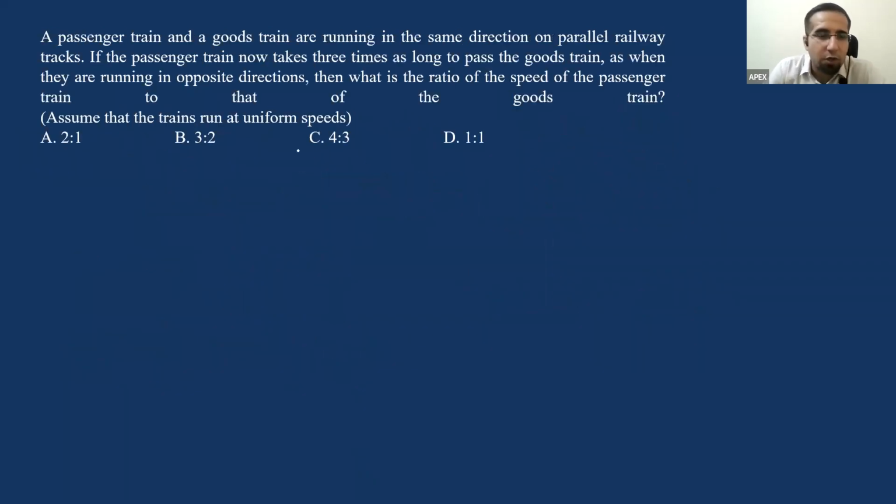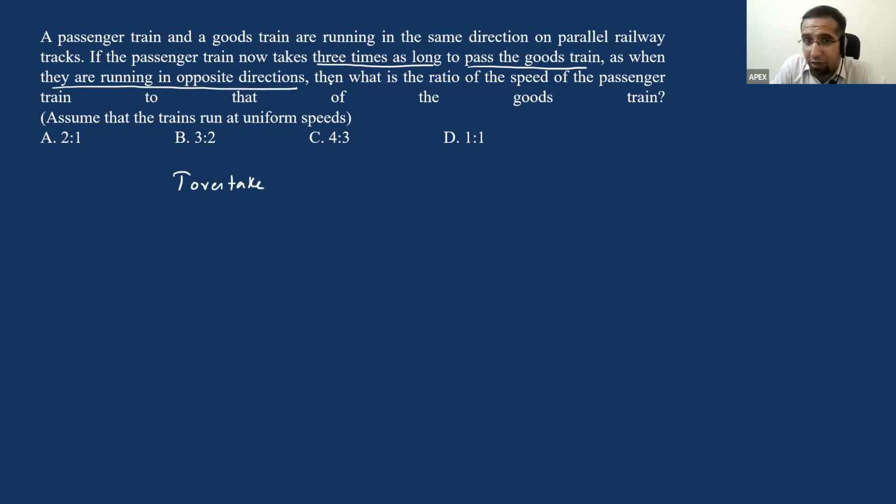Okay, guys. Now, a passenger train again comes with a speed, time, and distance question. A passenger train and a goods train are running in the same direction on parallel railway tracks. Okay. If the passenger train now takes 3 times as long to pass the goods train as and when it is running in opposite direction. Now, this sentence might sound confusing, okay, but you need to understand 3 times as long, which means if you read it one more time, it is actually saying that the time taken to overtake.